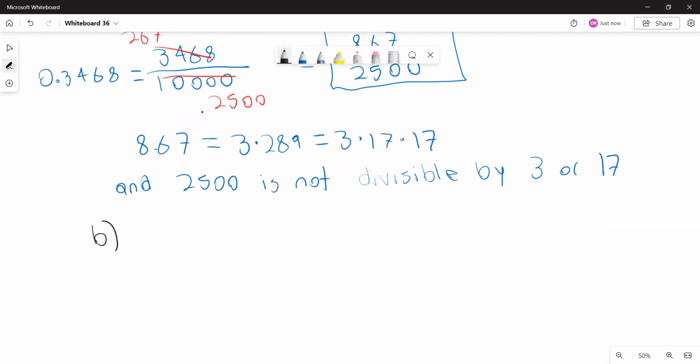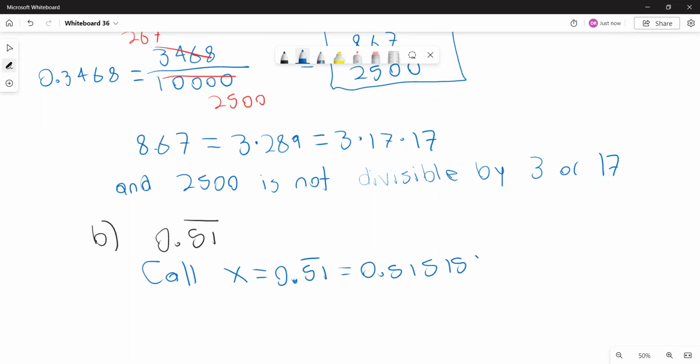We're going to write the rational number 0.51, or 51 repeating, as a quotient of 2 integers. So this is what we do. We haven't seen any algebra, but this is still doable. We're going to call x equals 0.51, 51 bar. That is 0.51, 51, 51, and so on.